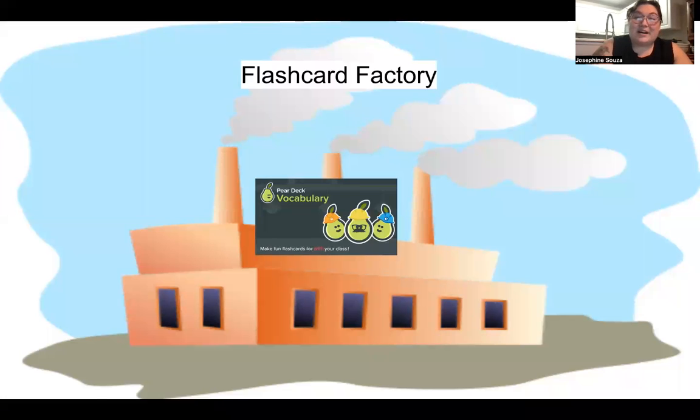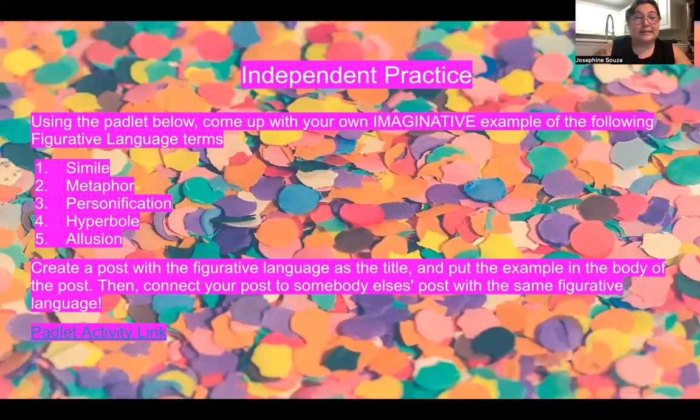And then we get to do our good old Flashcard Factory. So all of the terms that you saw in the presentation will then be utilized in the Pear Deck Flashcard Factory, which will then be a partner project that the kids will go ahead and do. And we'll spend enough time so that way we can create a full class set.